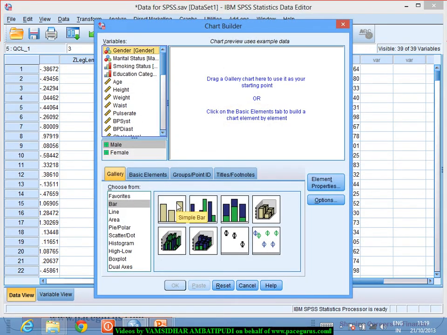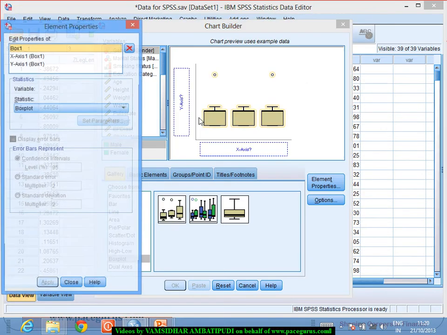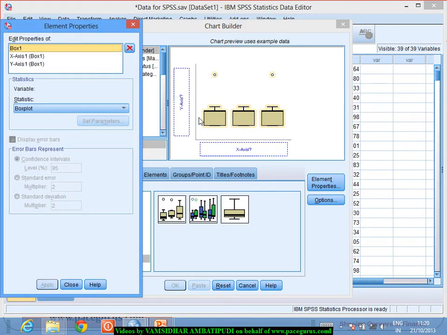I'll go to this chart builder and bring out a box plot. I can drag a simple box plot. This I think is a simple box plot, so I'll drag this onto this canvas.